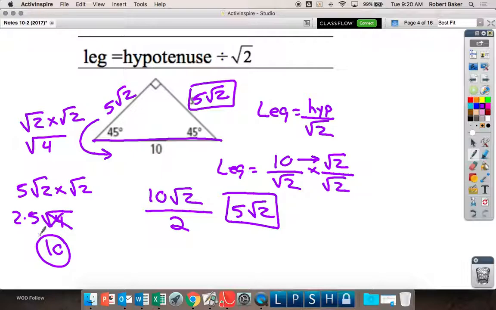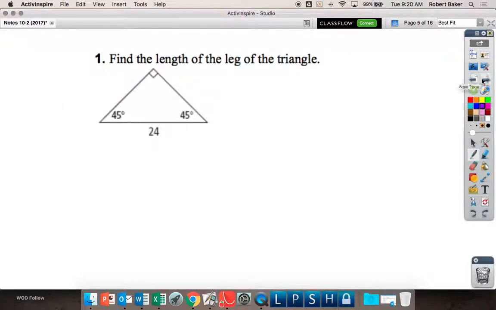That is the entirety of the concept I'm trying to teach you. Leg times the square root of 2 equals the hypotenuse. Hypotenuse divided by the square root of 2 equals the leg. You're going one or the other. So a lot of people have a hard time keeping that straight. Okay? And I think this is the easiest way to make sense.